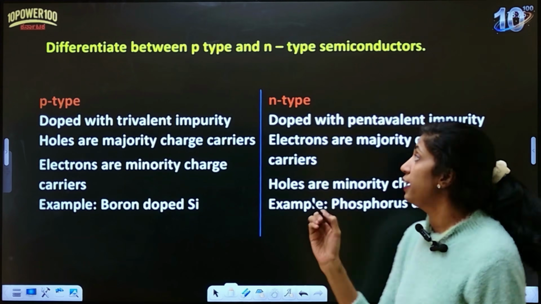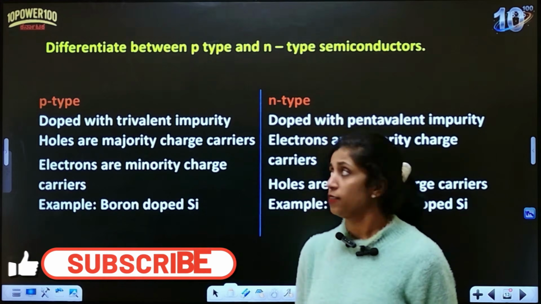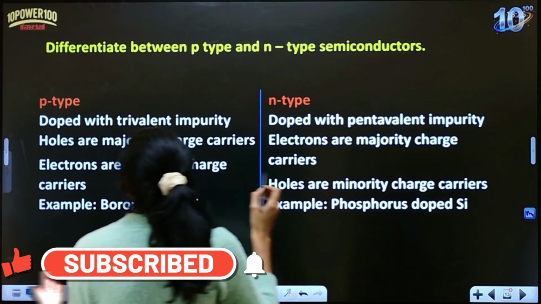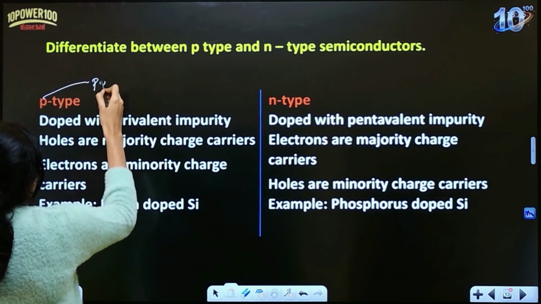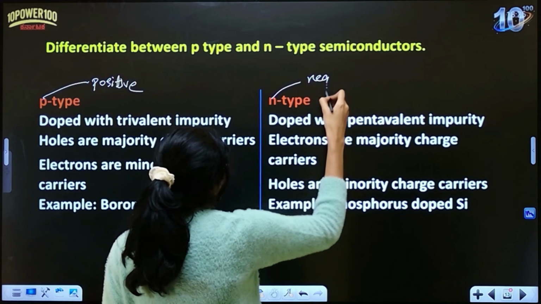Next, moving to the P-type and N-type. Again, as I mentioned, these are two types of extrinsic semiconductors. So we have P-type and N-type. The name P tells P is something like positive. You can think like that. N is something like negative. We can consider like this.